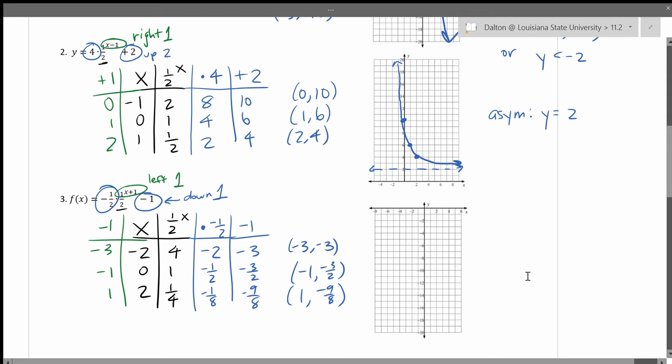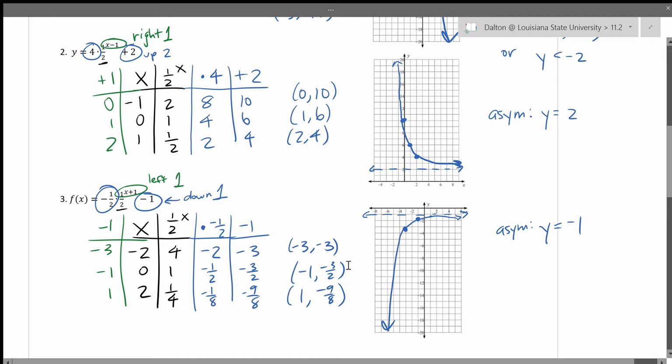Your asymptote, since k is -1, means our horizontal asymptote is y equals -1. And then we'll graph our points, (-1, -3), (0, -3/2), (1, -9/8). It looks something like this.